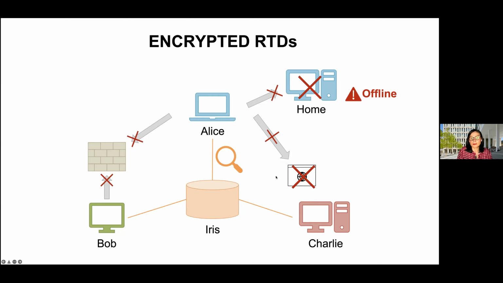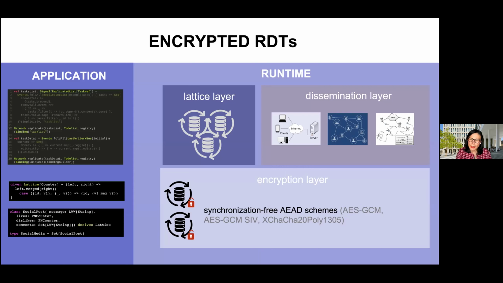But the problem here is that if you exchange the updates through Iris, then Iris might be curious to see the messages and violate privacy. So you want this synchronization to happen in an encrypted way. And here, again, this is ongoing work. We're adding an encryption layer, having CRDTs that, in addition to the standard logic of enabling coordination through synchronization, also support encryption. And for this, we are adopting encryption schemes to make them synchronization free.